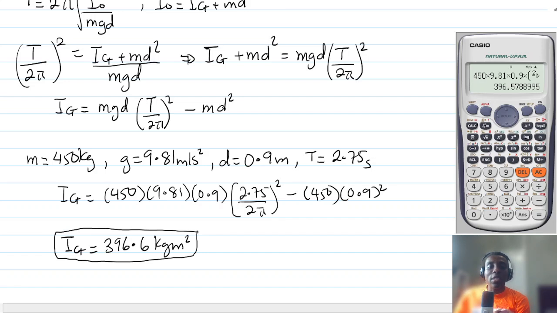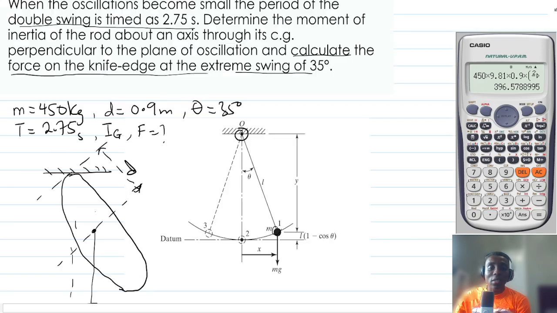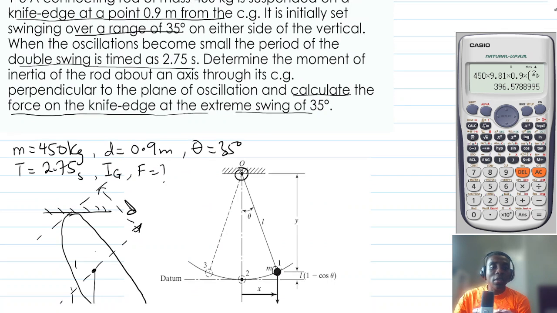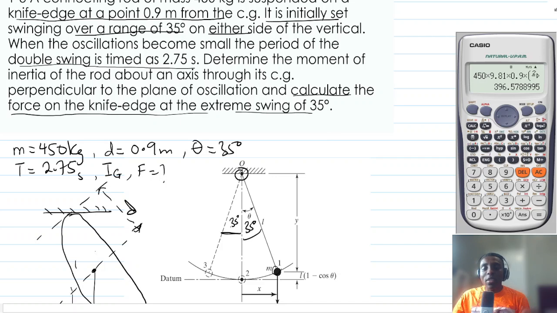Now we move to the next part of the question, which says that we should determine, so initially it is set swinging over a range of 35 on either side. So this is why I drew this. So here will be 35, and then here will be 35. So it's doing this kind of motion. It goes here, comes here, goes here, comes here. That's what we are actually talking about.